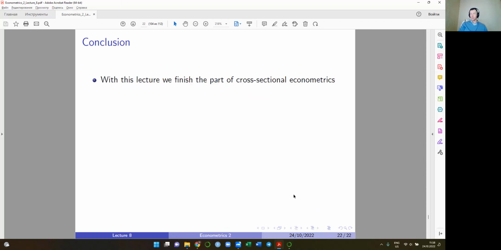So we covered 2 popular techniques for the estimation of the causal effects. And with this, we finish the part of cross-sectional econometrics. In the next part, after the midterm, we will start discussing time series econometrics. I expect 6 lectures there, so I hope that we will be able to cover something interesting.